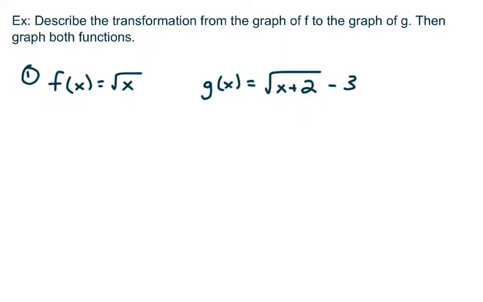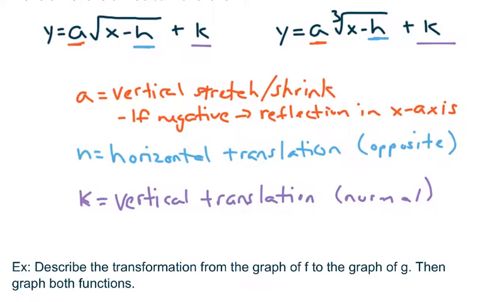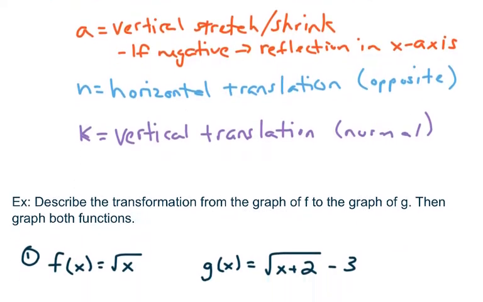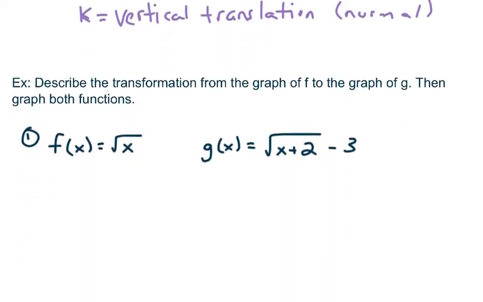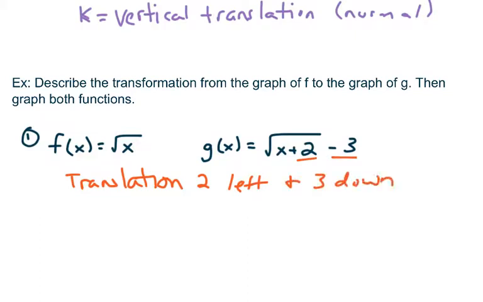So to me, these are both translations, because if we look back up here, we don't have anything outside. Okay, so there's no vertical stretch or shrink, so there's no reflection, so we just have a horizontal and a vertical translation. So we'll just say it's a translation. If we talk about the 2, that's 2 units, and that's a horizontal, and that's backwards, so plus 2 is to the left. And the minus 3 on the end tells us to go down. Okay, translation 2 to the left and 3 down.